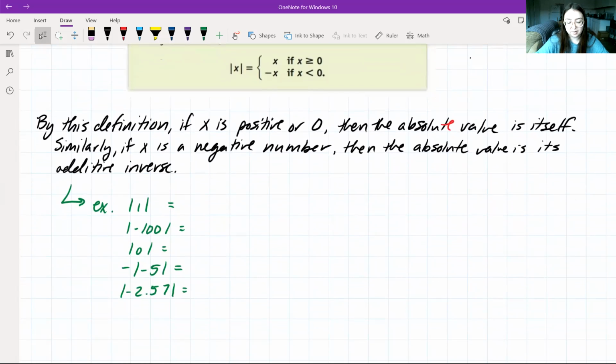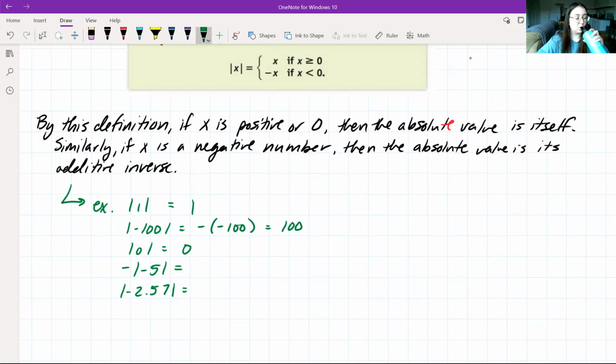So lastly, some examples here. The absolute value of 1 is just positive 1. Then if we take the absolute value of negative 100, we're applying that double negative rule. Negative 100 is less than 0, so we're saying negative negative 100, and this gives us positive 100. Then we have the absolute value of 0, and that is just itself, since 0 is greater than or equal to 0.